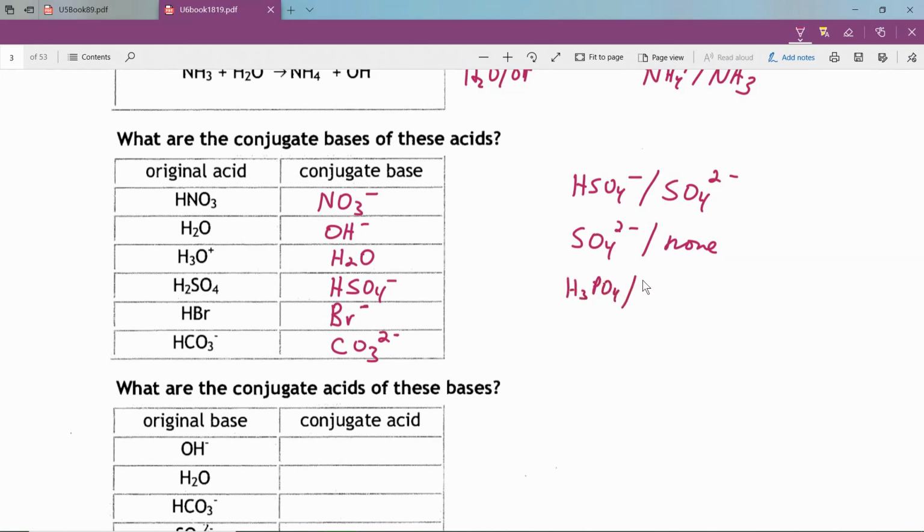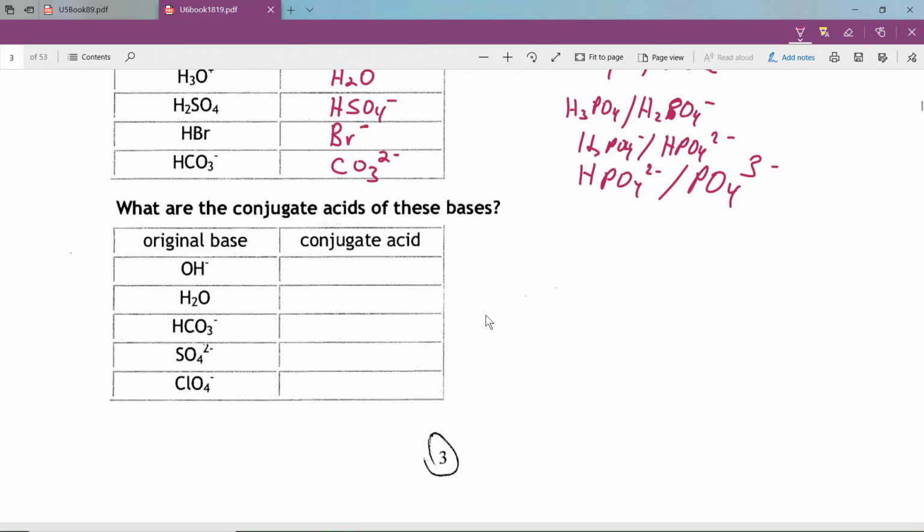H3PO4 is phosphoric acid. The conjugate base is H2PO4-, and H2PO4-, the conjugate base is HPO4 2-, and HPO4 2-, the conjugate base is PO4 3-. Okay, so that one had lots going on, didn't it? Because it was triprotic. There were 3 protons that could be lost.